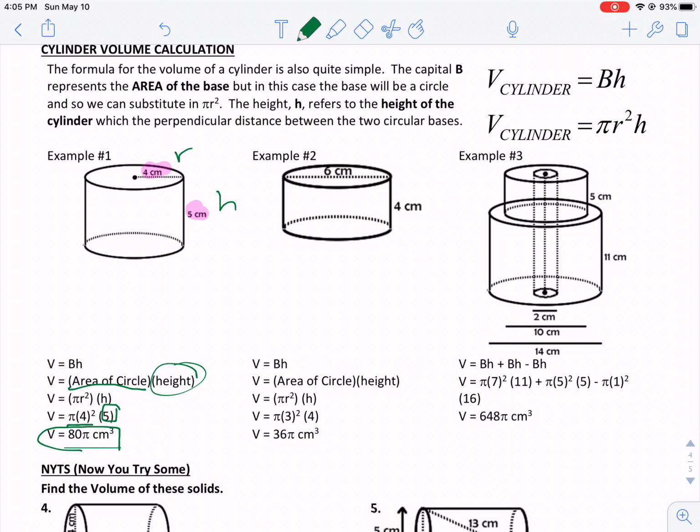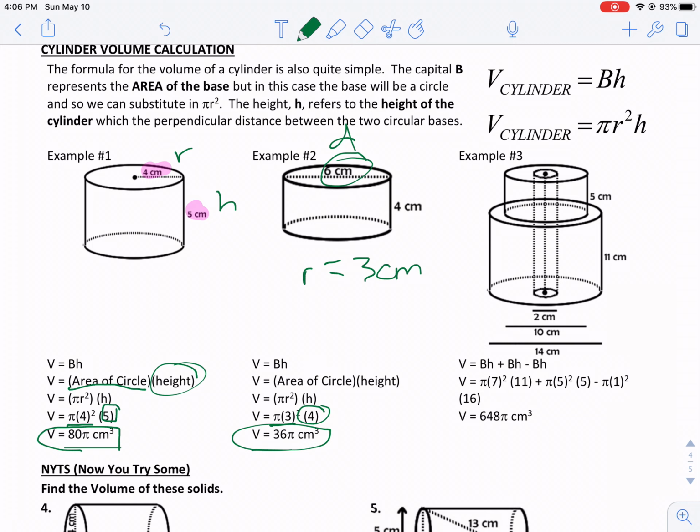Example 2. This time they don't give you the radius. That's your diameter because it goes all the way across. So the radius would be 3 centimeters of that cylinder. But then from there, it's just the same thing. Pi times the radius squared, or pi times 3 squared, or 9 times pi, times the height is 4, gives you 36 pi centimeters cubed.